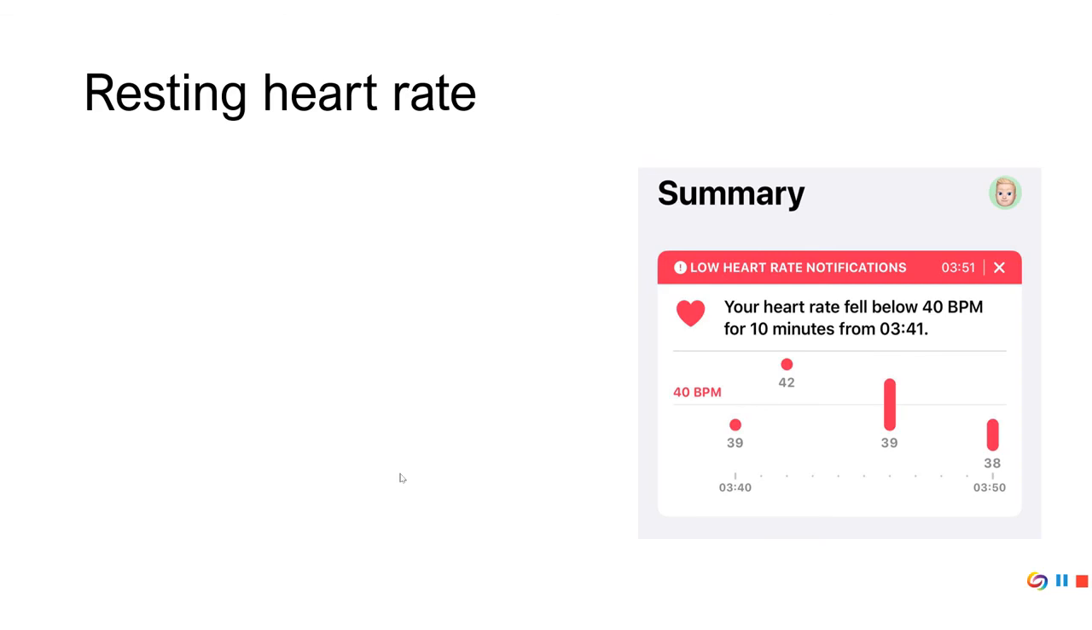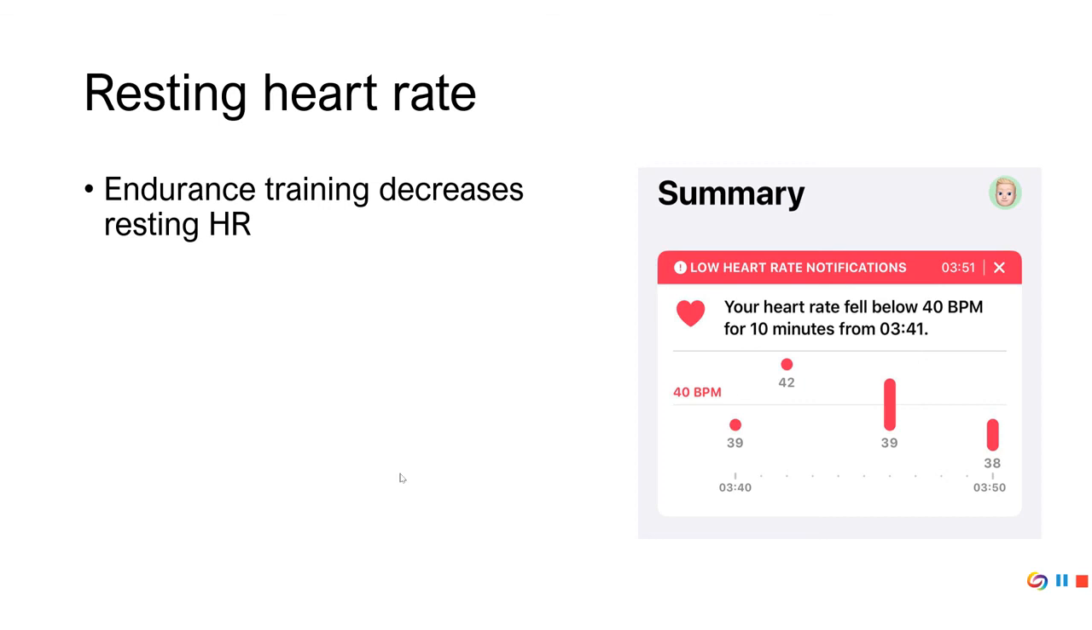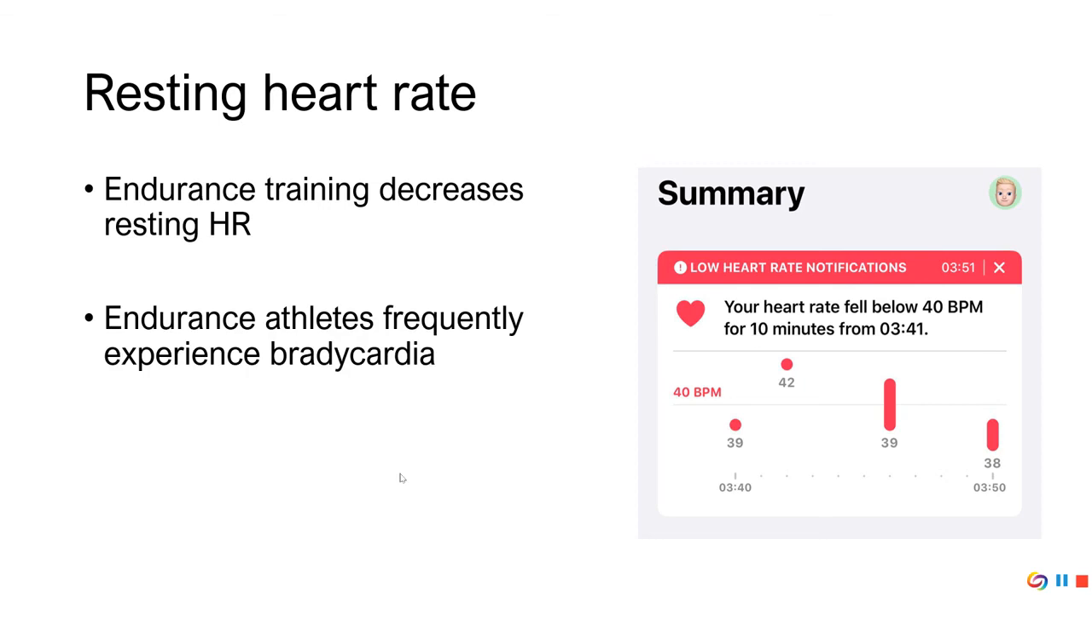Now, an additional adaptation relates to heart rate. Resting heart rate is reduced after endurance training, and this can often result in something called bradycardia. You hear different definitions, but generally if your heart rate's below 50 beats a minute, you're experiencing bradycardia. Now this happens to many of us frequently, especially when we're sleeping or at rest.